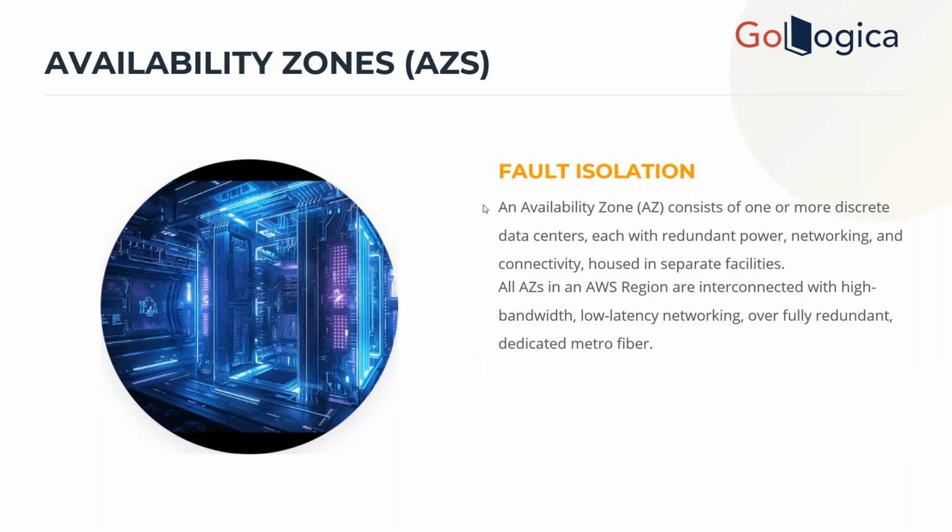Can you tell me the difference between region and availability zone? Definitely. The region is the geolocation, like a different continent. The availability zone is part of that region, so we have multiple availability zones inside a region. Inside these availability zones we have actual data centers, one or more data centers inside an availability zone.